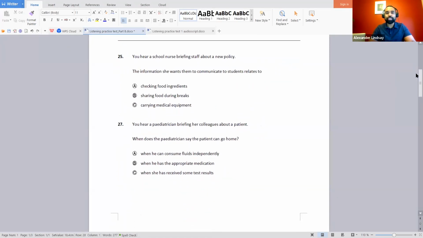So for question 25, let's focus on this. You hear a school nurse briefing staff about a new policy. Okay, so that's your context. It's a briefing. The information she wants them to communicate to students relates to. Okay, so take a moment to read the question, make sure you're really clear about who the interaction is between, who is speaking to whom, and have a look at the options as well so you're familiar with them. We're going to listen in a moment so that you can make the decision as to which you think is correct, A, B, or C.